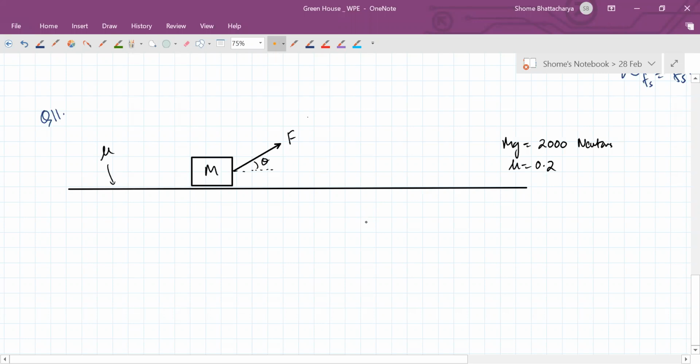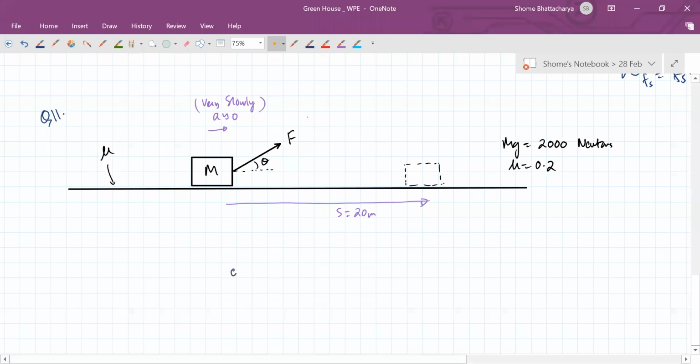Okay. So in the first part, we have to find the work done by a person pulling the box with a chain at an angle theta with the horizontal. It has to be slid through 20 meters very slowly. So it's sliding from here to here through a displacement of 20 meters very slowly. So its acceleration should be tending to zero.